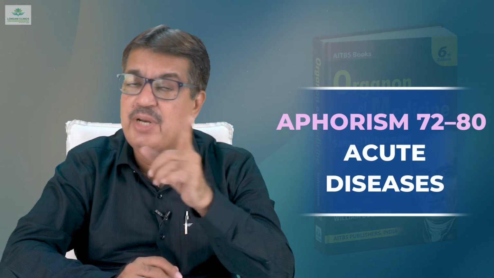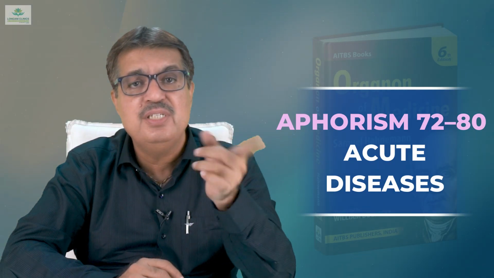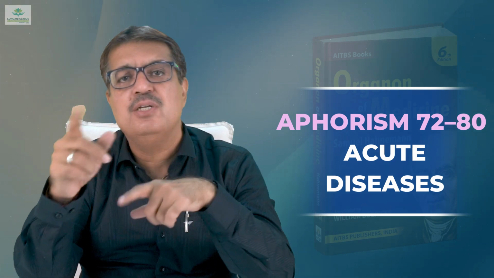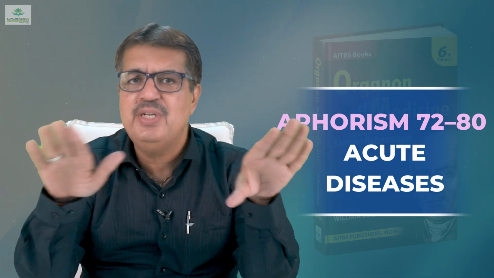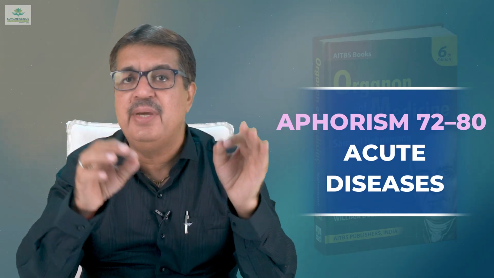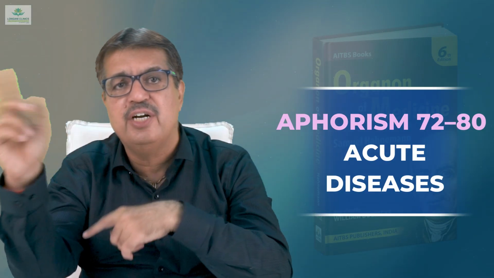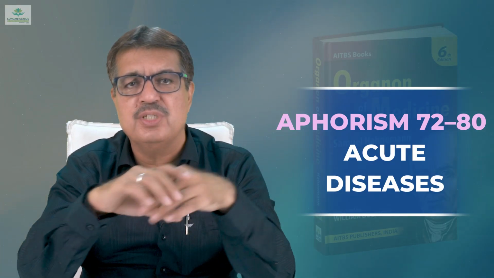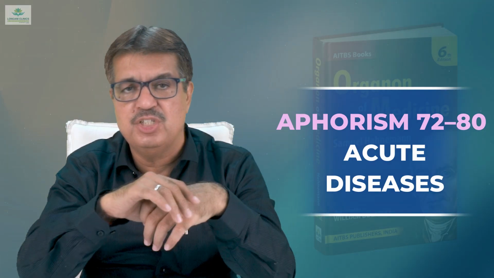Now we will see from Aphorism 72 to 80. He mentions acute diseases. Acute diseases are those that appear suddenly and run a short course. They usually have a rapid onset and quick progression, and they may end either in recovery or death within a short time. For example, fever, infection, or sudden inflammatory conditions.